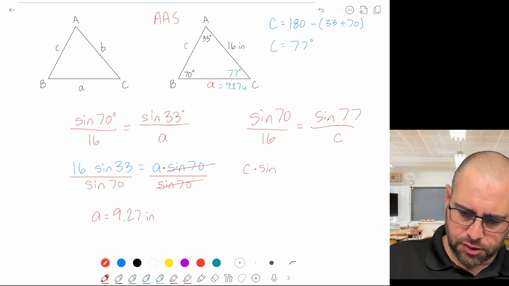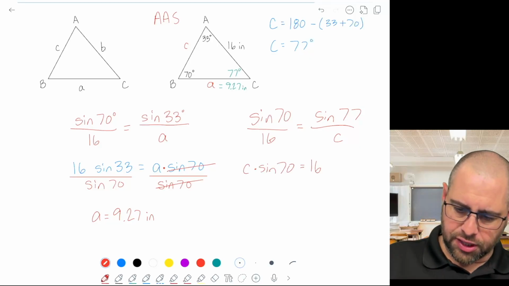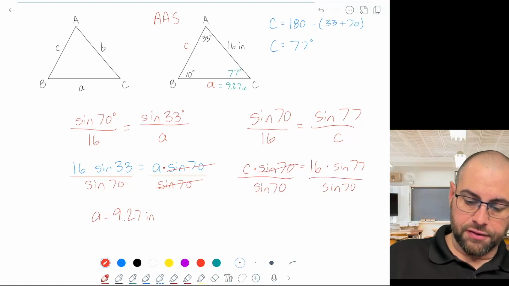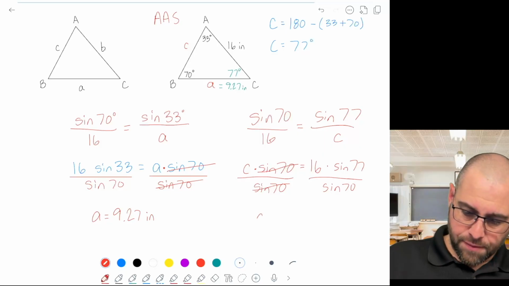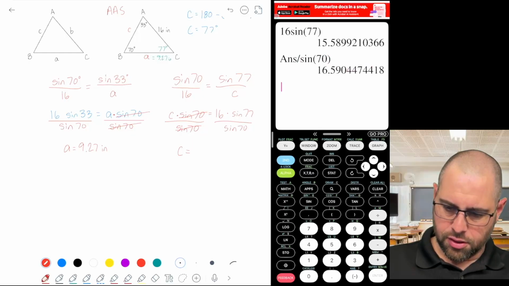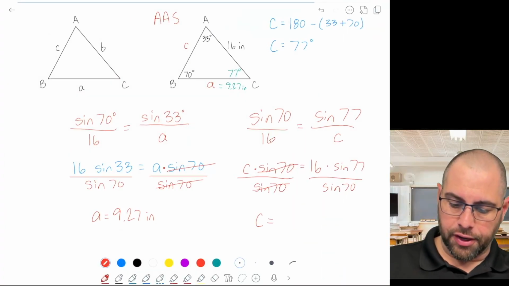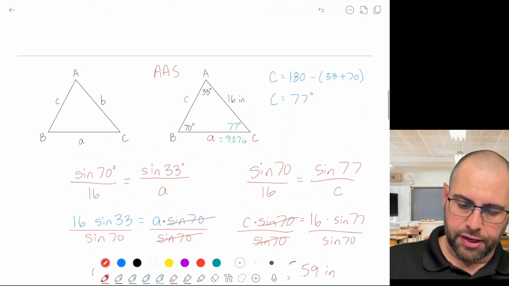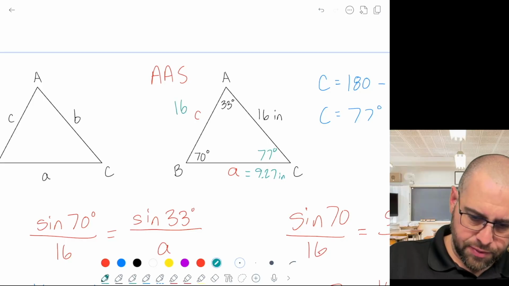C times the sine of 70 equals 16 times the sine of 77. I'm going to divide both sides by the sine of 70 degrees. Sine of 70 divided by itself cancels out, and C equals 16 times the sine of 77 divided by the sine of 70 equals 16.59. So C is approximately 16.59 inches. We can add that here.